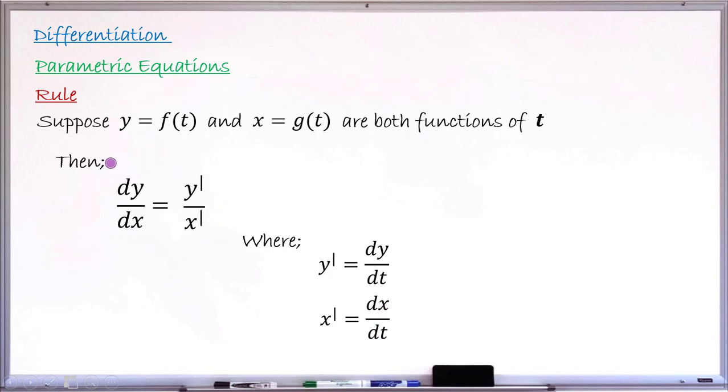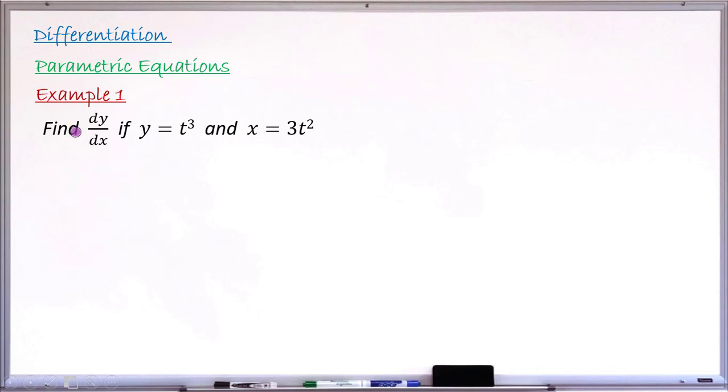This is what we are going to use to find the derivative of these parametric equations. We are going to take examples to see how we can make use of this rule to find dy by dx of parametric equations. So let's just move on. Example number 1: you are asked to find dy by dx, if you have the function y equals t raised to the power of 3 and another separate function x equals 3t raised to the power of 2. These are parametric equations because I have a function y and a function x, and the two functions are both functions of t. Solution to this problem.